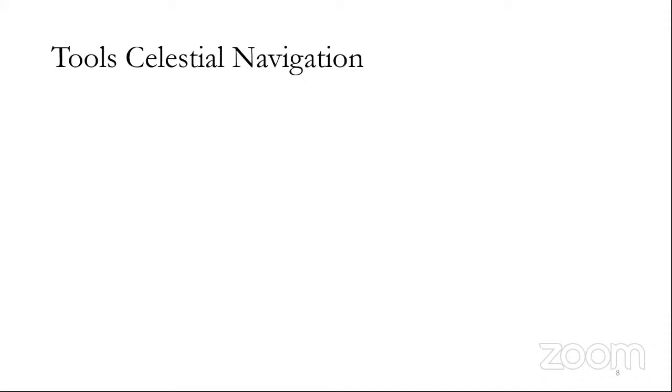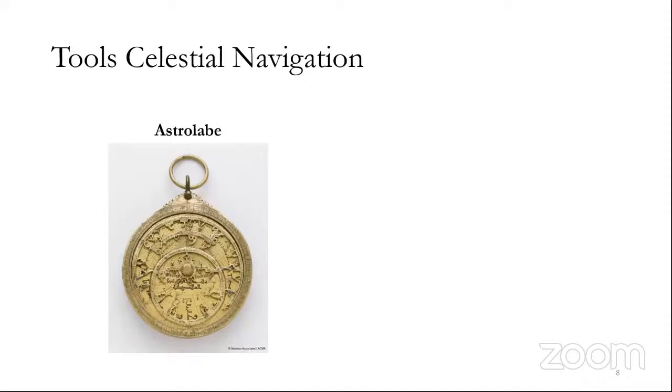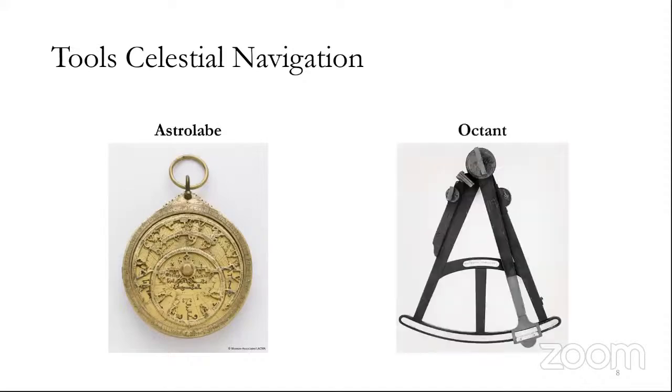So what are the tools of celestial navigation? Well, for celestial navigation, there were several tools. An example would be the astrolabe, and another would be the octant. And one can use them to find the time of day based on the position of the sun, as well as the position of several celestial objects, to measure the angle between them and help you position yourself.